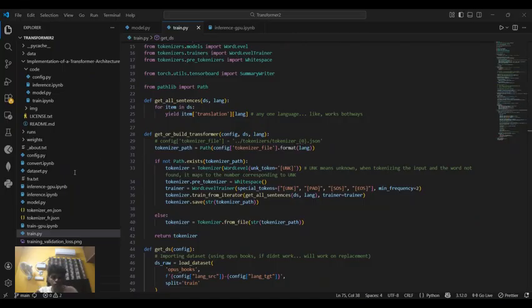Get or build tokenizer creates a word level tokenizer if it doesn't exist. Ensures consistent vocabulary usage across training runs.